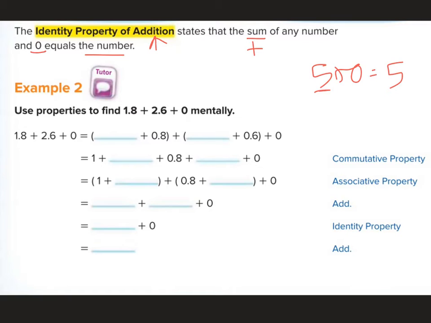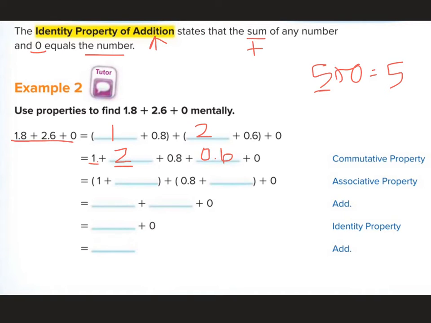Okay, so here's our problem we're starting with. So what I'm going to do first is break them apart. Okay, so I have 1 plus 8 tenths, and I have 2 plus 6 tenths plus 0. Okay, that's interesting. I'm going to use the commutative property to say it's much easier to add 1 plus 2, and then I can add 8 tenths and 6 tenths together. So I'm switching them around. I don't know why we're breaking them apart, but guess we are.